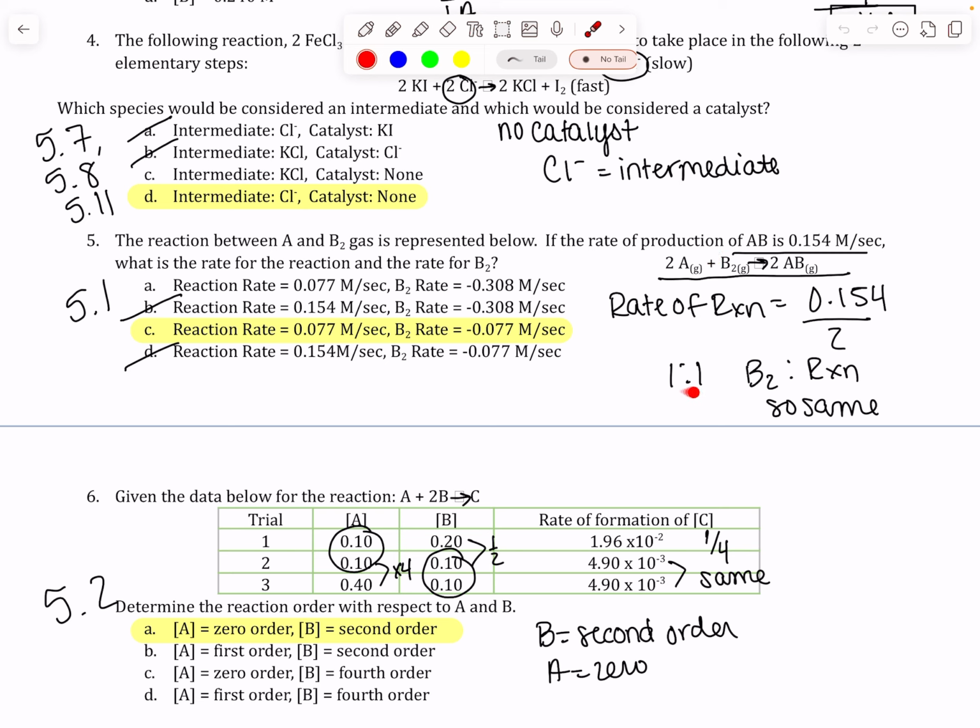So they should be the same. If I was bringing it to A, I would times it by 2, whatever the case may be. So I divide this by 2 and I get 0.077. So that's the reaction rate. And then B should be the same because it's 1. So it just ends up being the same, which is C.